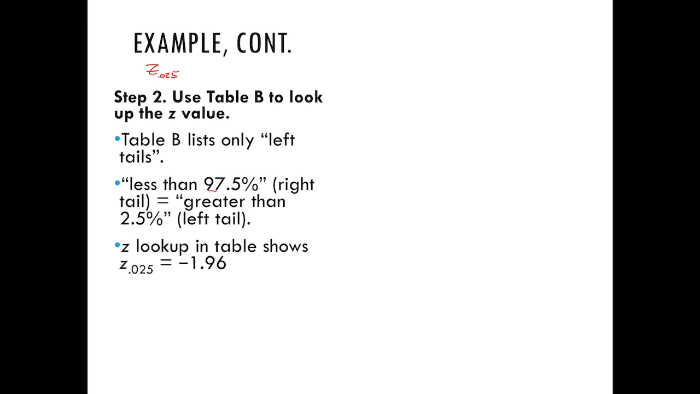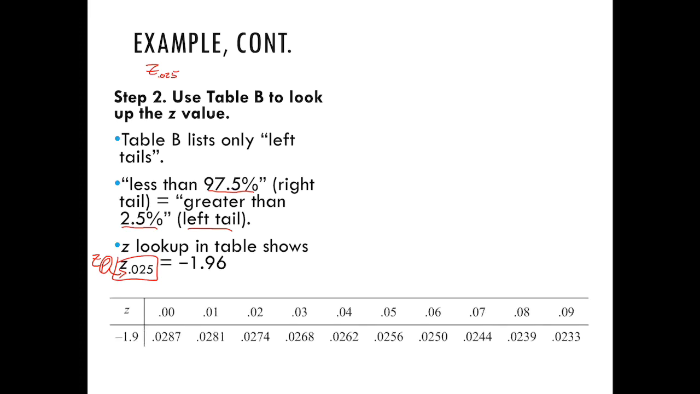Remember, less than 97.5% is going to be in the right tail, greater than 2.5% in the left tail. Table B is all using left tail. It's the cumulative probability from that value and to the left. So here's our z lookup in the table: 0.025. Remember, this is like a z percentile. We're trying to find the percentile of 0.025 and what z-score is associated with it.